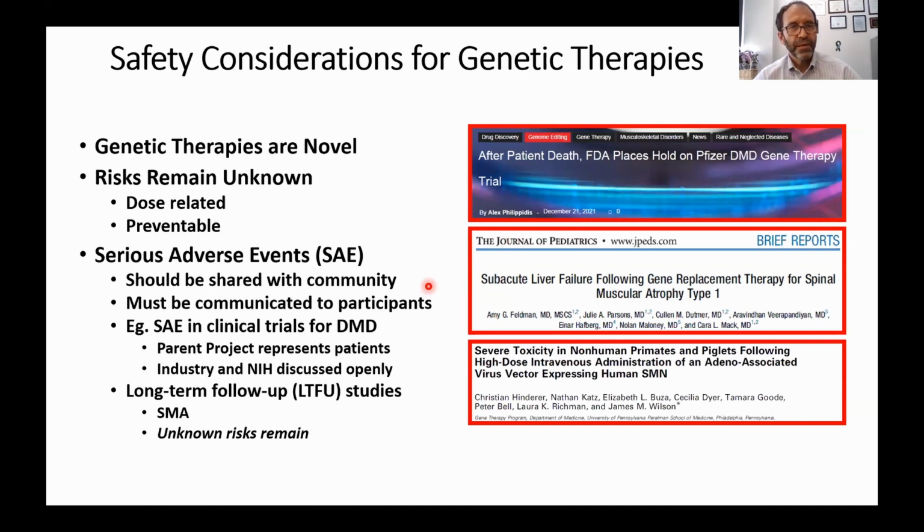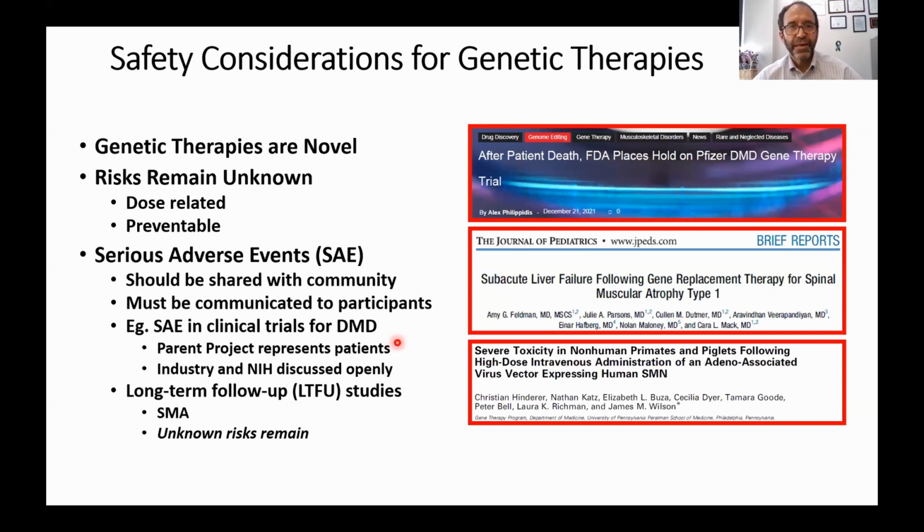Just a principle here, it's really important that these events be shared with the community. So they must be reported to the FDA, and the FDA has to evaluate them and respond. And I certainly trust the FDA to do that. But I think it's also important to share the knowledge, share the information about what's happening in clinical trials.